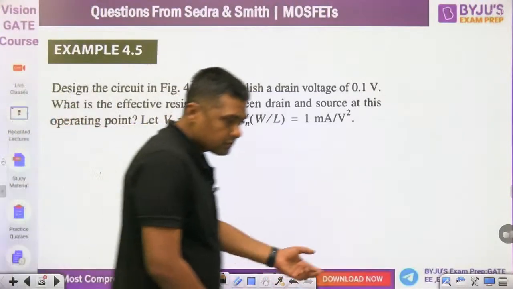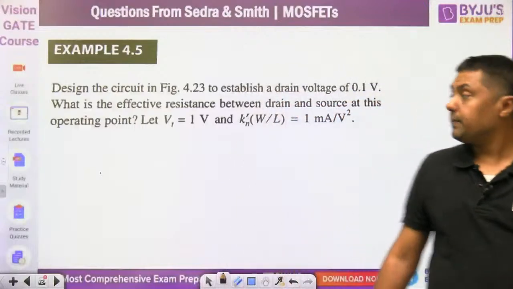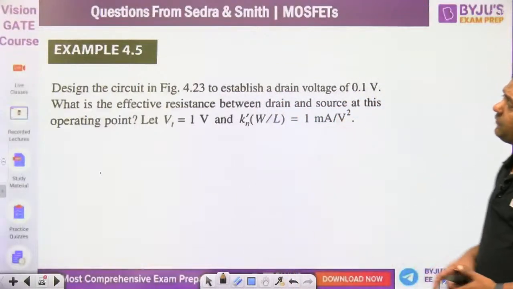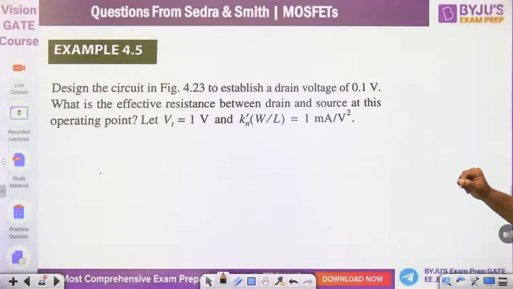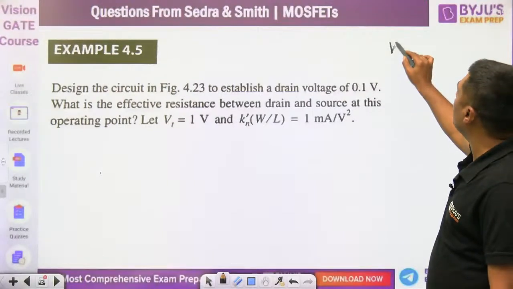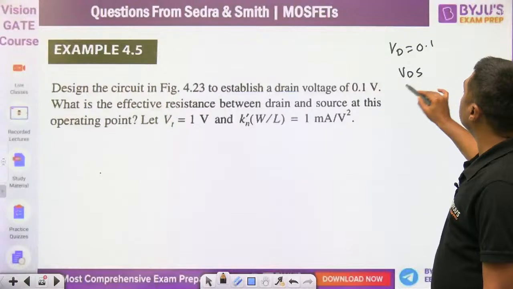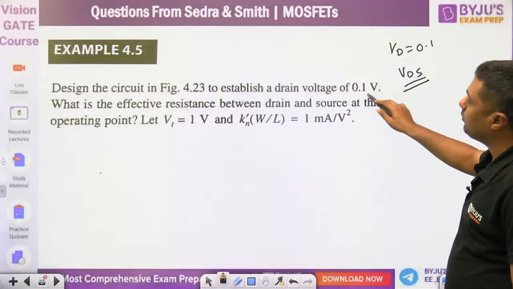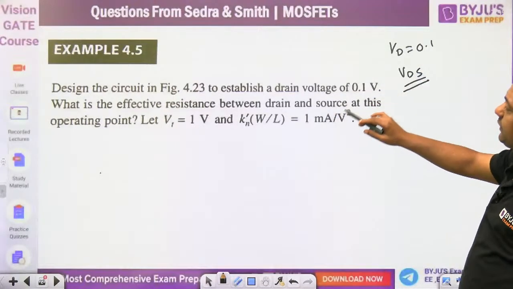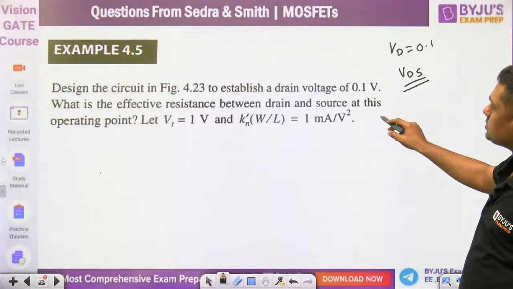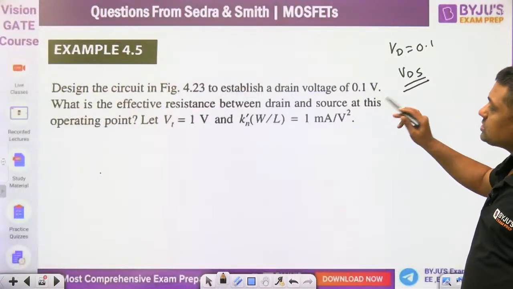Next question. What is given here? Design the circuit in figure 4.23. We have one circuit to establish a drain voltage of 0.1 volt. 0.1 volt is very, very small. But we will check. It is not talking about the VDS. It is talking about VD only. VDS you have to check whether it is small or large, but VD is 0.1 volt. What is the effective resistance between the drain and source at this operating point?